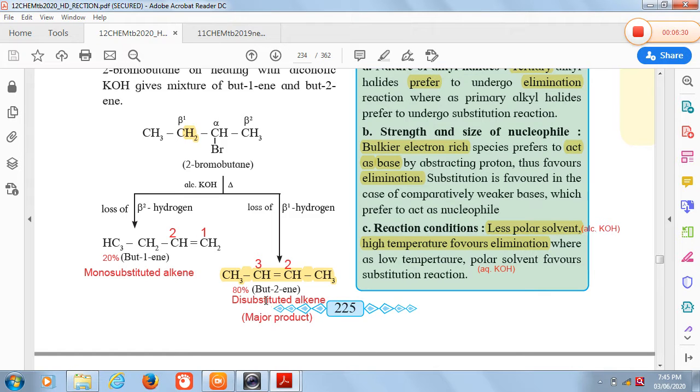So there are overall 2 alkyl groups attached to the carbon-carbon double bond, so it is a disubstituted alkene. According to Saytzeff's rule, the major product is the more substituted alkene, so but-2-ene is the major product. If you observe the percentage, 20% is but-1-ene and 80% is but-2-ene in the product yield. So the major product is but-2-ene for this beta elimination.